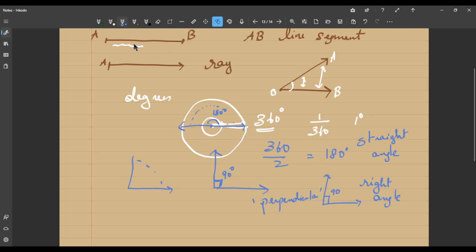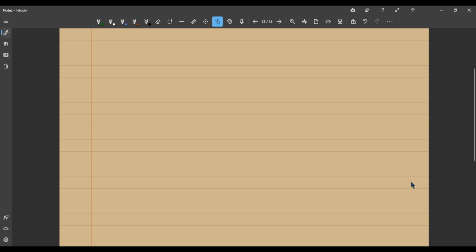Now, having seen lines, line segments, rays, and angle in a circle or 360 degrees, and having learnt about degrees, now let's see what happens when two lines intersect. Let's have two lines like this. They intersect one another at a particular point. If I call this point O, and this is line AB and this is line CD, they are intersecting at O.